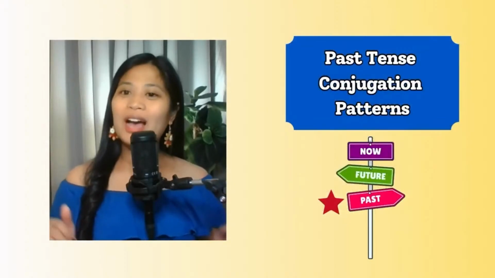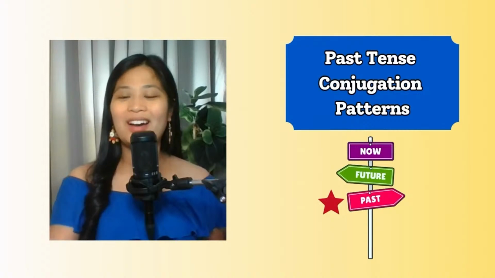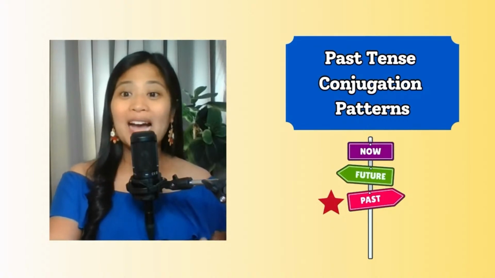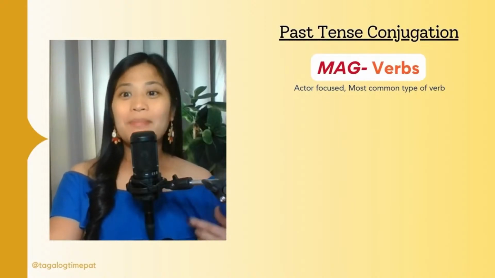Okay, so all of that was a review from Lesson 3. Let's jump into the new material now of Lesson 4, the past tense conjugation patterns. So let's start with the mag verbs.